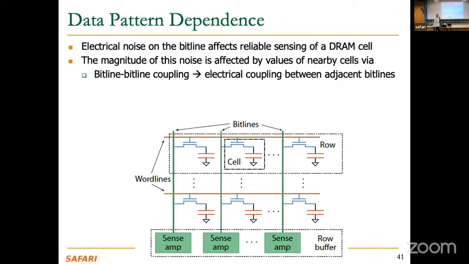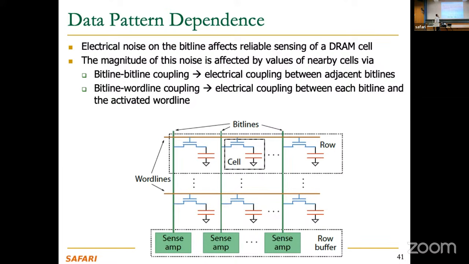Depending on what data you have on this bit line, it can affect the data retention time of this cell, right? And there's also some bit line to word line coupling. Basically, it's an electric coupling between each bit line and the activated word line. So these two structures can create some noise on each other.